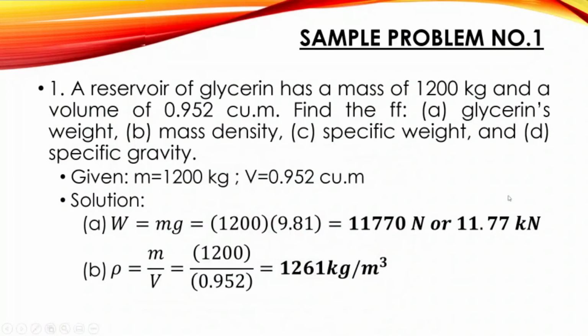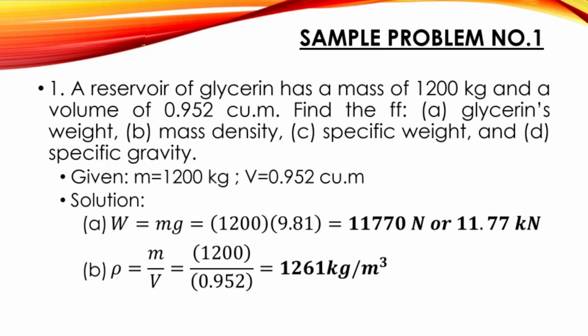Okay, so we are now in the last part of our topic. We'll have our sample problems, guys. Problem 1: a reservoir of glycerin has a mass of 1,200 kilograms and a volume of 0.952 cubic meter. Find the following: glycerin's weight, the mass density, the specific weight, and the specific gravity. Typically you have this given.